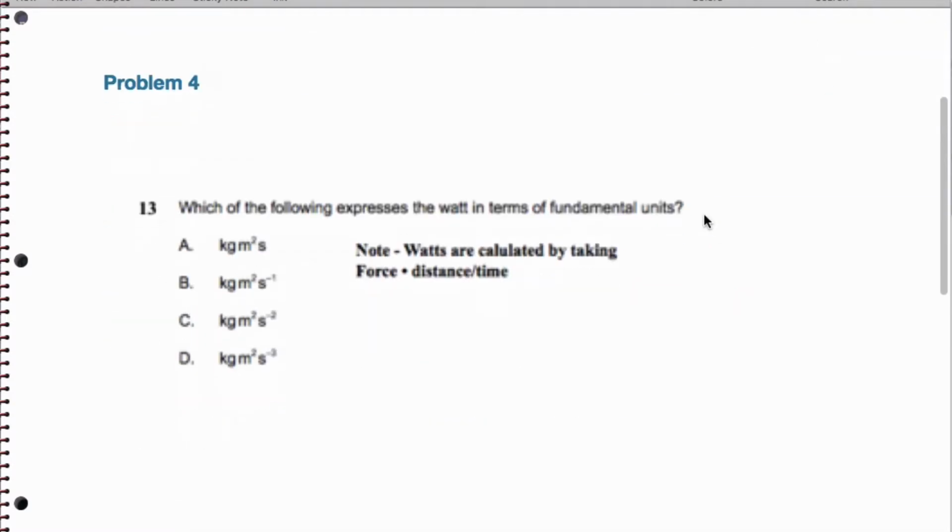Then number 4, let's express watts in terms of fundamental units. Watts is power. That's going to be joules per second.